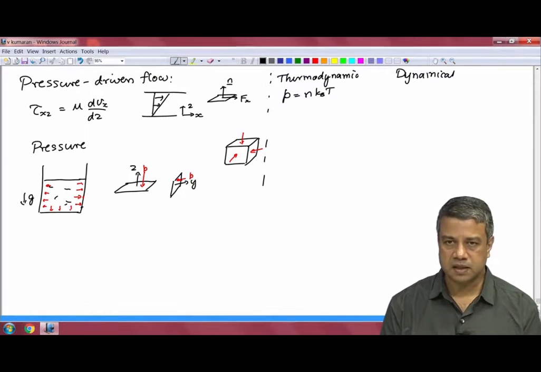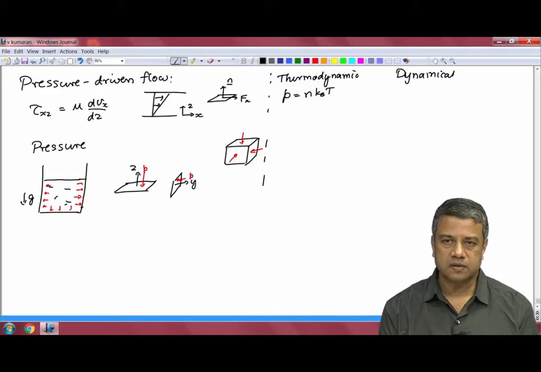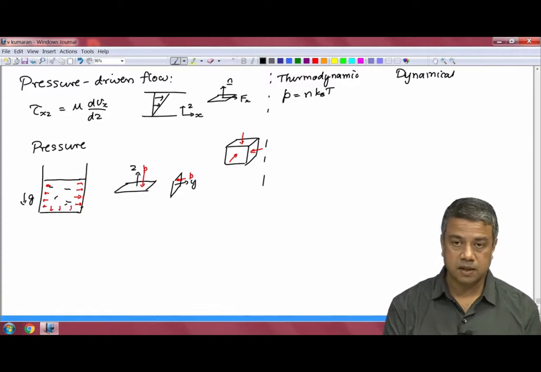kB times T is an energy. kB is energy per unit temperature increment, and therefore, kB times T is an energy. N is number of molecules per unit volume. So, N kBT is energy by volume, which is the same as force divided by area. So, this is the thermodynamic pressure.